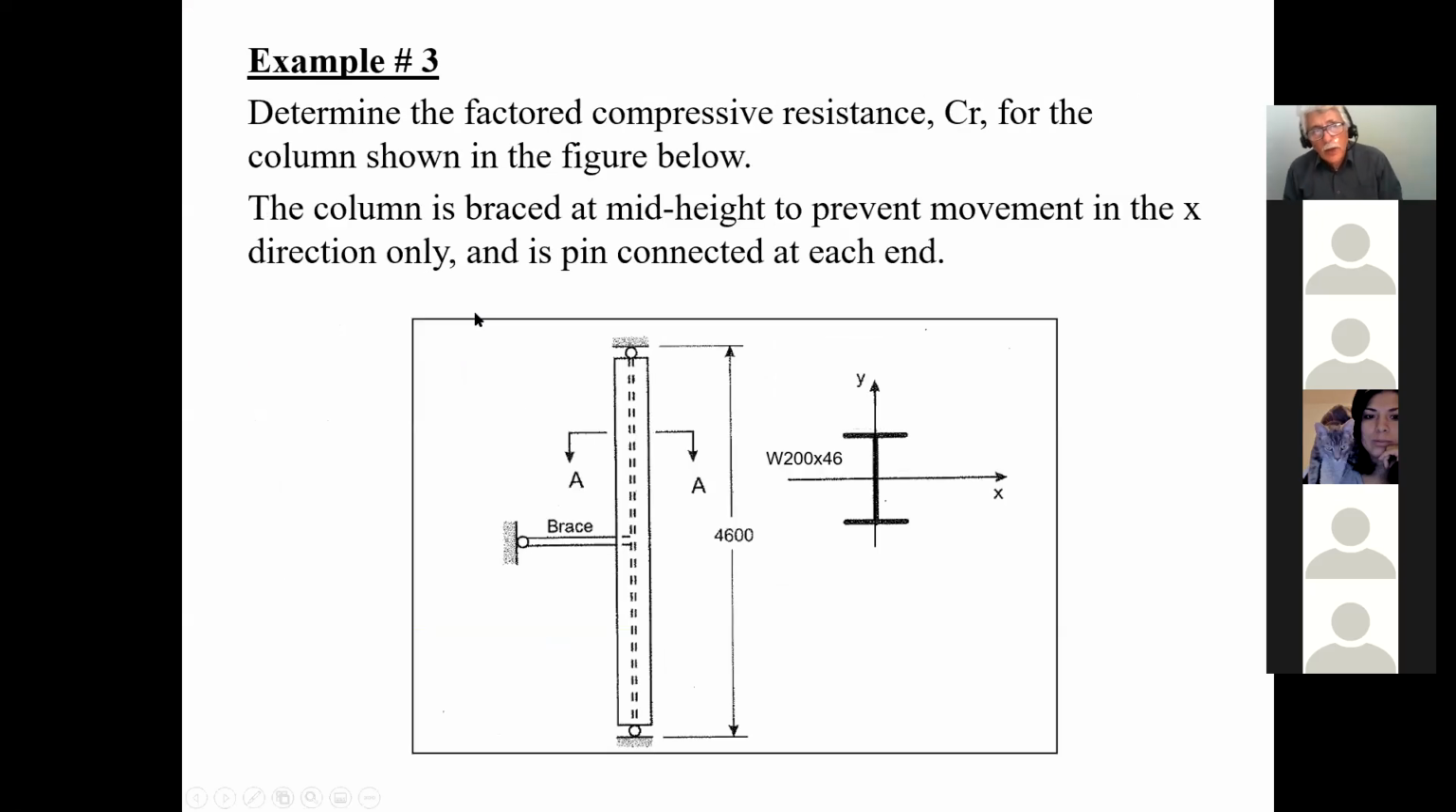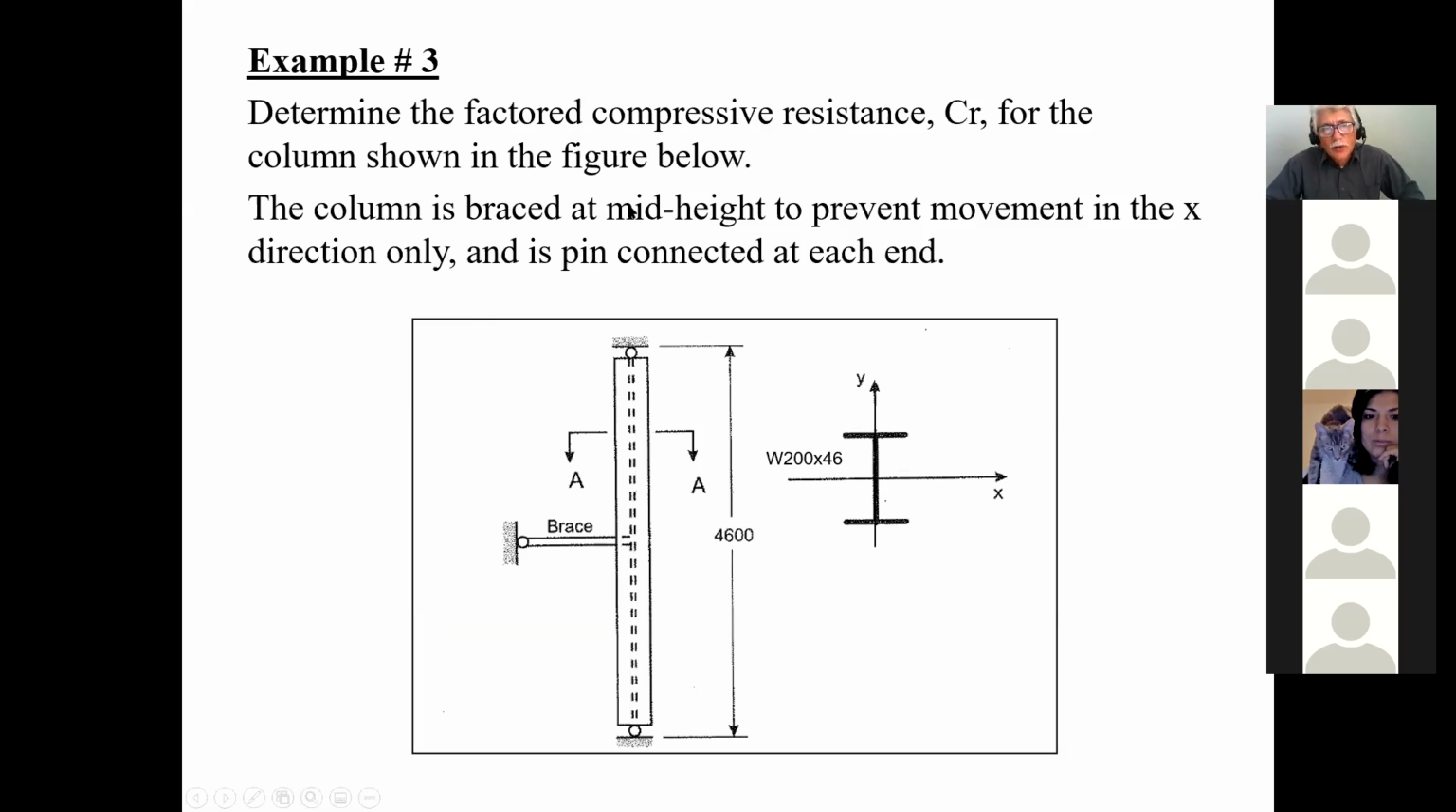Now here I'm going to show you what happens when a column is laterally braced, and the L values aren't the same with respect to the X and the Y. I'll show you how you still use the tables and modify them to get your answer. So here, determine the factored compressive resistance CR for the column shown in the figure below.